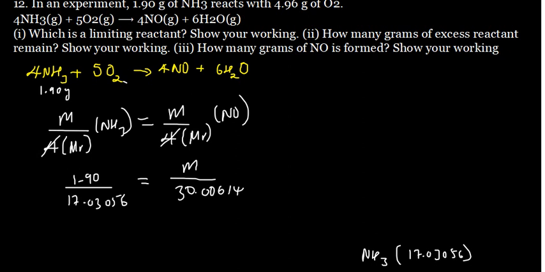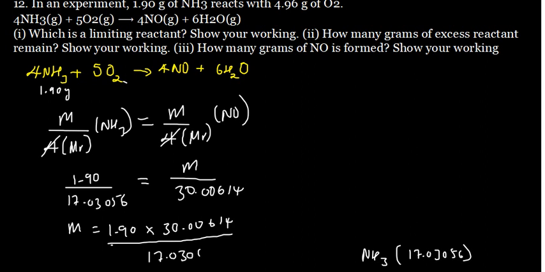30.00614. So to remain with the mass, we multiply these two values, that is 1.90 times 30.00614, and then divide by 17.03056. So 1.90 multiplied by 30.0, then divide that by 17.03056. So this is going to give us 3.3476 grams of nitrogen monoxide.